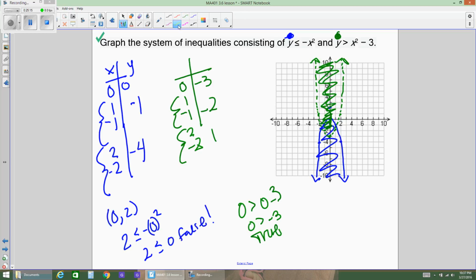All right, so where is the solution? Let's really take a look at this. The solution is the solid line here, the dashed line here. That's supposed to be dashed, but it's not looking dashed, is it? And this shaded region on the inside.